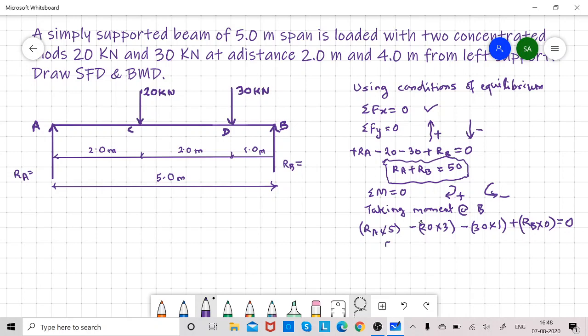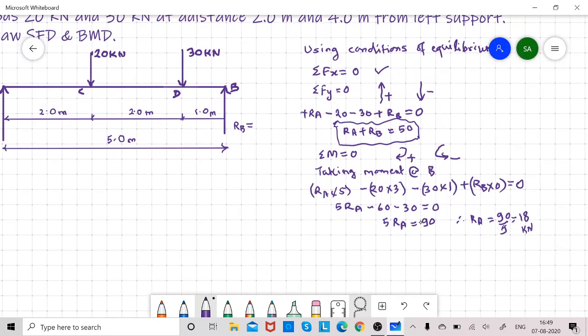So 5RA minus 60 minus 30 is equal to 0. So 5RA is equal to 90, and therefore RA equals 90 divided by 5, that is 18 kilonewton. So RA, we got 18 kilonewton.